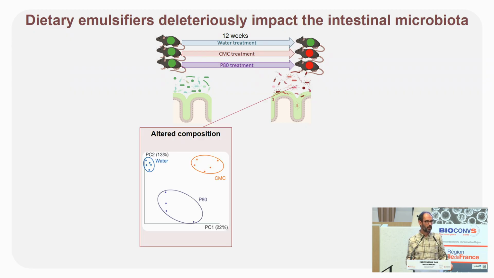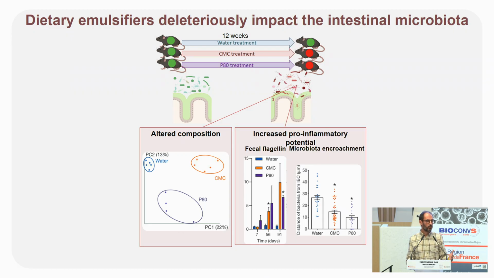You alter the composition, and I'm going pretty quickly on this aspect because it was published quite some time ago now. You can alter the composition of the microbiota by giving those food additives to the mice. Not only do you alter the composition, so which bacteria are present, but you also alter, very importantly, their interaction with the host. This is represented here with the quantification of fecal flagellin. Flagellin is an antigen expressed by the microbiota that will drive recognition by innate and adaptive immune receptors, immune signaling, that will drive chronic inflammatory disease.